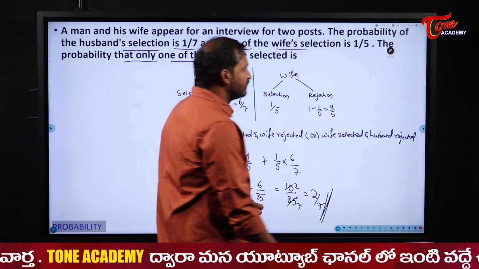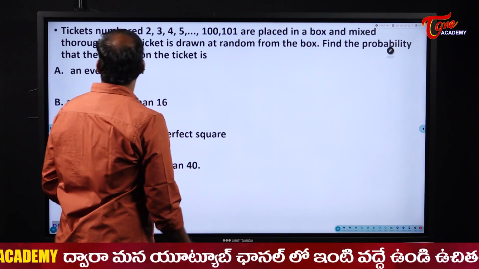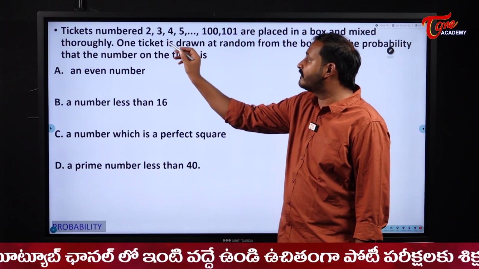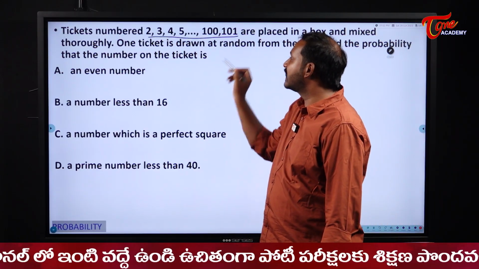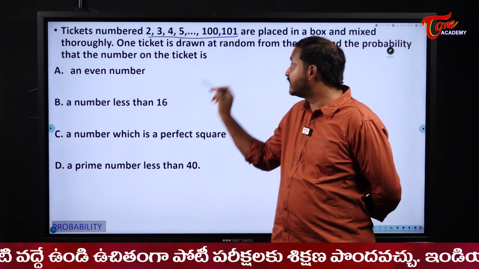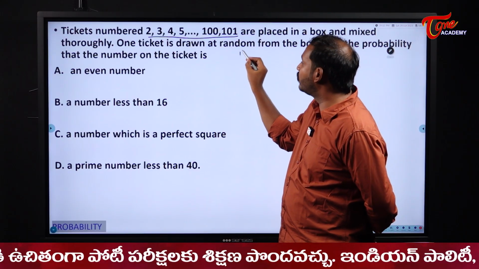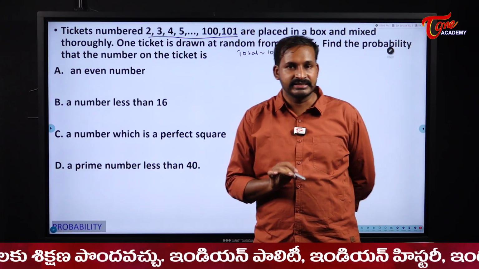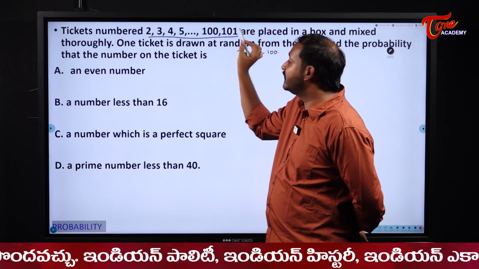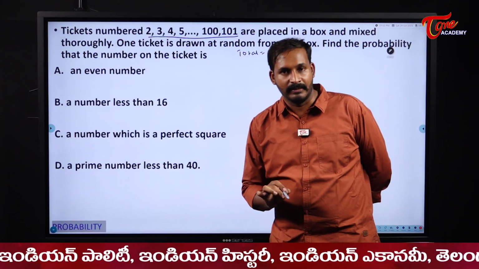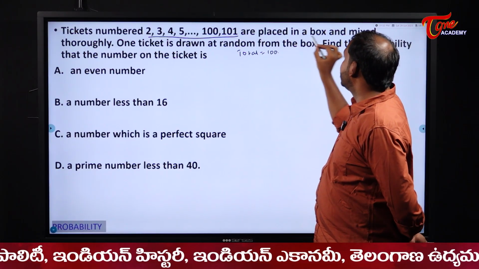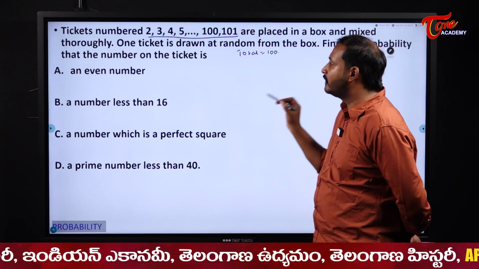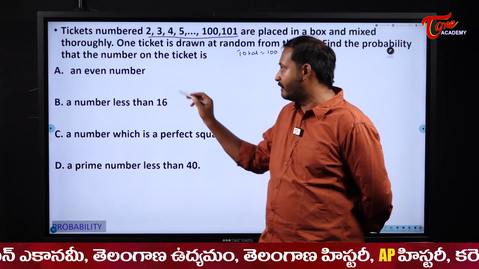Okay, right? The next one. Now, please see here. Ticket numbers 2, 3, 4 and so on up to 101. Please be careful, students, from where the numbers are starting. From 2 it is starting and it is ending with 101. So, total how many are there for me here? Total 100 tickets are there, but the numbers are starting from 2 and ending at 101. Please be careful. They are placed in a box and mixed thoroughly. One ticket is drawn at random from the box. Find the probability that the number on the ticket is an even number.